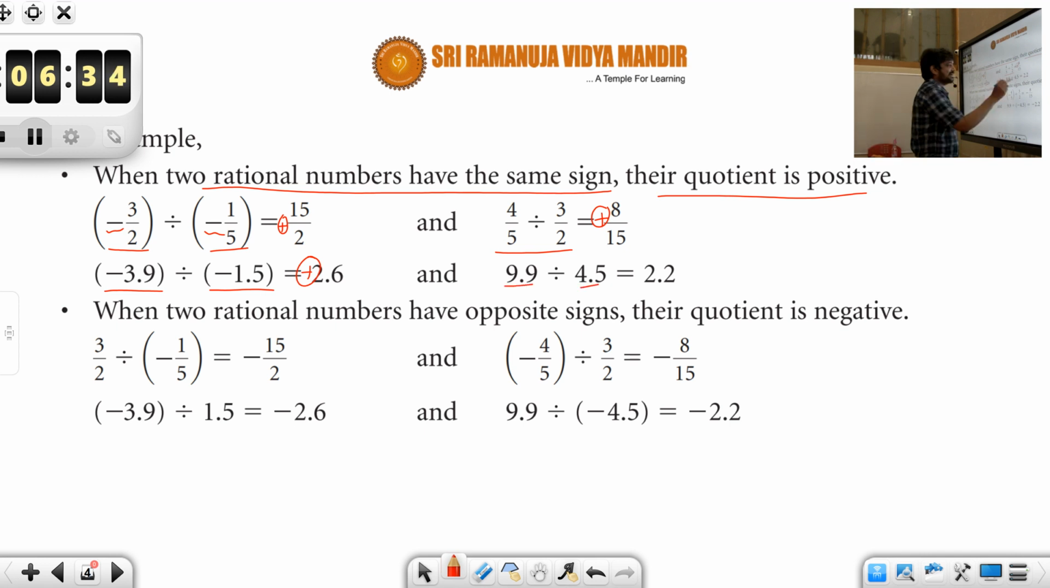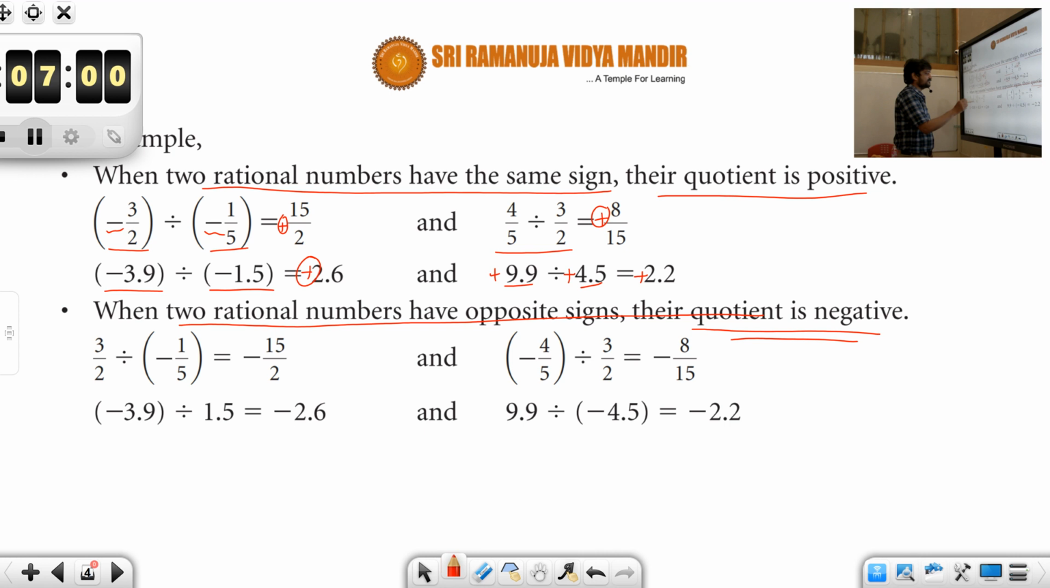So here 9.9 divided by 4.5. These are again positive values. So the result should be positive. Okay, students. Similarly, if the two rational numbers have opposite signs, can you tell me the sign? Yes, you are right. If their signs are unlike, they are different from each other, then the sign of the answer would be negative.